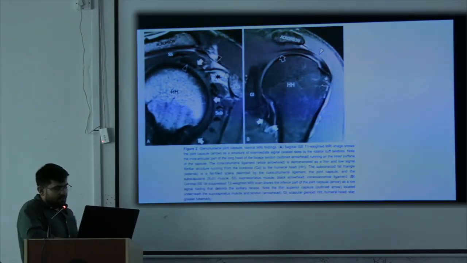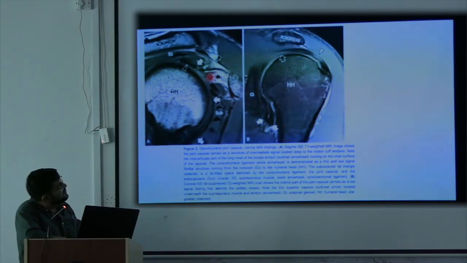This is the normal MRI of the shoulder joint, in which you can see there is a subcoracoid fat triangle, which is marked by the asterisk. As you can all see with this laser pointer, this is the subcoracoid fat triangle.